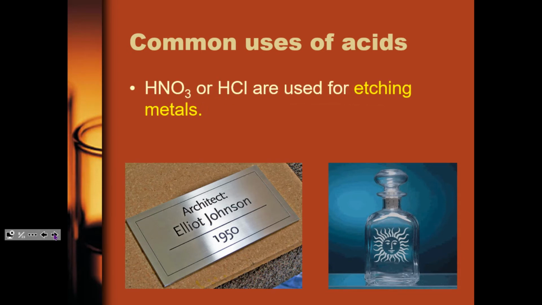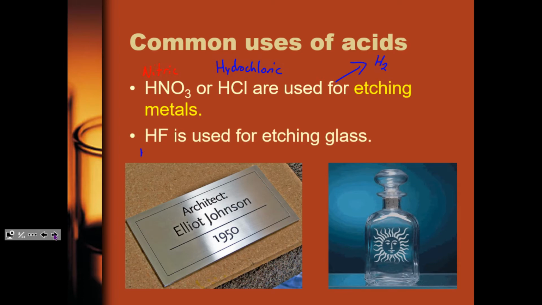Common uses of acids: HNO3, which we call nitric acid. You may want to write that in there. We'll see it later. Nitric acid or hydrochloric acid are used for etching metals. So if you let acid sit on a metal, sometimes it'll scratch away at the surface, probably producing hydrogen gas when that happens. And then hydrofluoric acid is used for etching glass, so it can actually eat at glass surfaces.